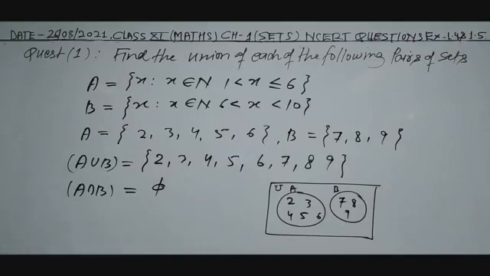Now come to the next question. The next question is question number 4, question number 5. Questions 1, 2, 3, 4 are the same, so you can find them out yourself. Now come to question number 5. You have to find A intersection B, the intersection of two sets.